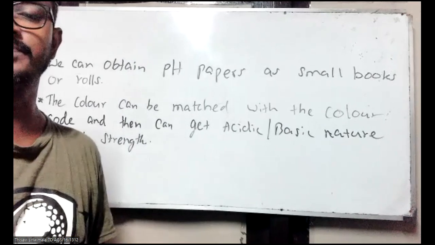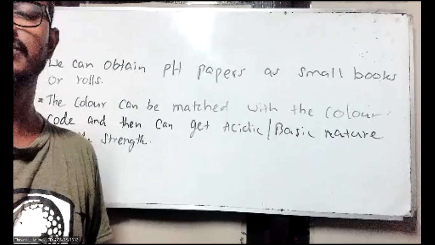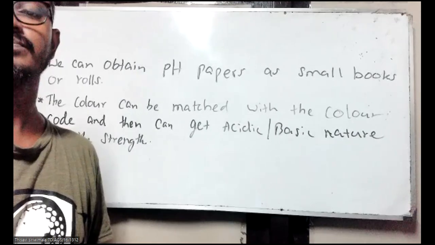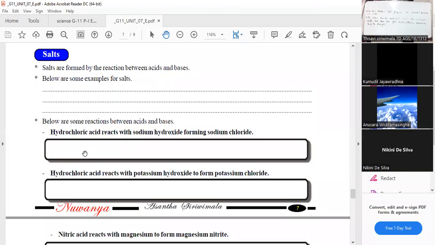Right. Let's go back to the topic. Okay, then comes salts. So salts are a result of the reaction of acids and a base. When an acid and a base react, a salt will be produced. Salts are formed by the reaction between acids and bases. Below are some examples for salts.